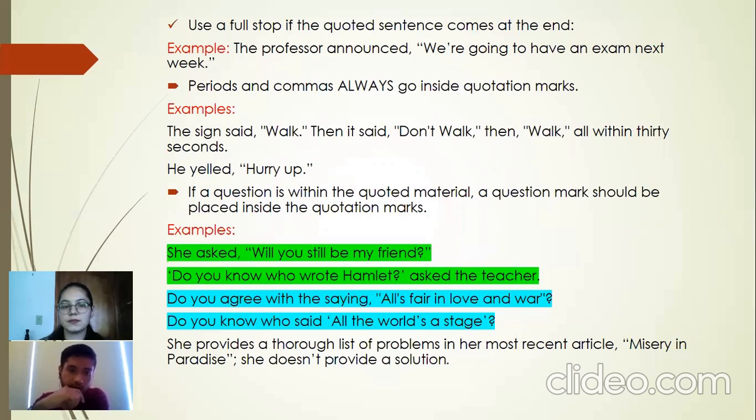And on the other hand, do you agree with the saying, "All's fair in love and war"? Do you know who said, "All the world's a stage"? So in this case the question mark is surrounding the sentence. That is why it is after the quotation.